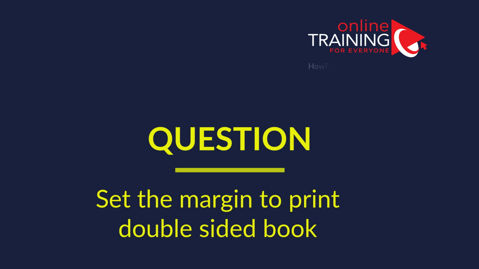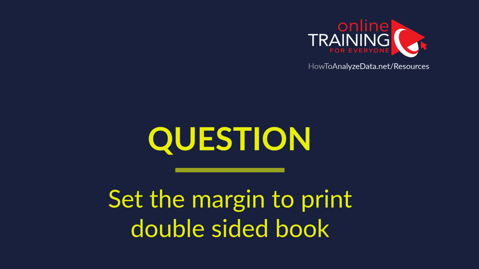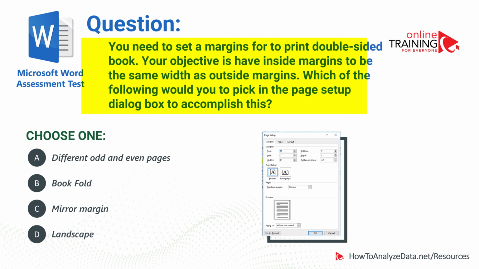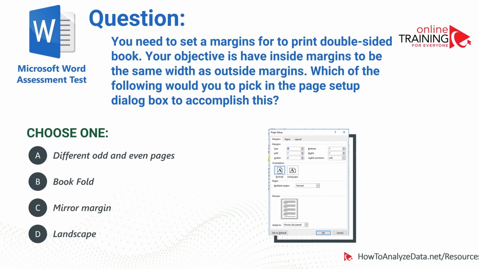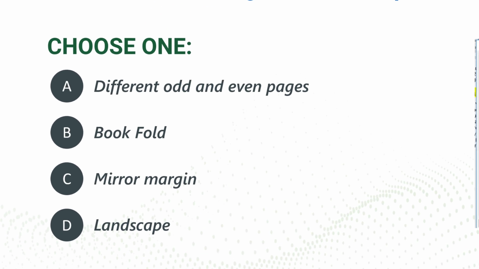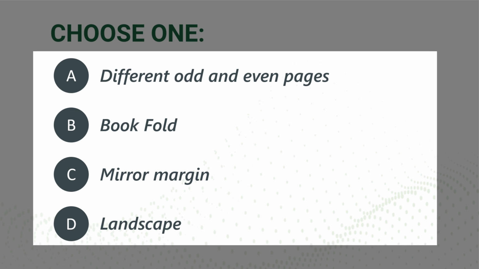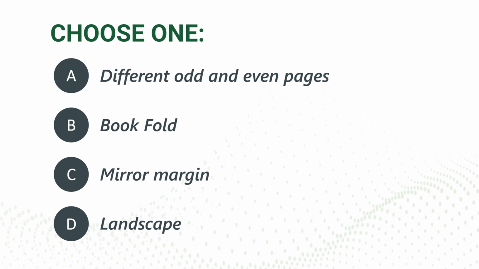And now let's look at the tricky question, which is frequently used as part of the Word assessment test. You need to set up margins for printing a double-sided book. Your objective is to have inside margins be the same width as outside margins. Which of the following would you pick in the page setup dialog box to accomplish this? There are 4 choices presented. Choice A, different odd and even pages. Choice B, book fold. Choice C, mirror margins. And choice D, landscape. Which one do you think is the right answer here?